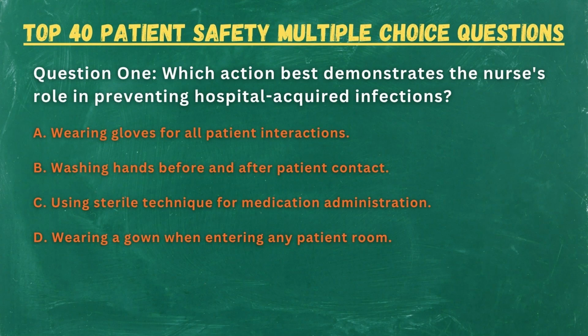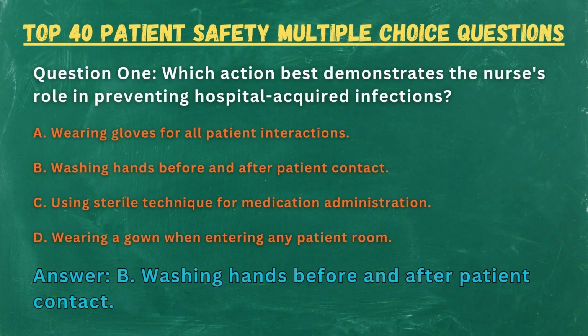Question 1. Which action best demonstrates the nurse's role in preventing hospital-acquired infections? A. Wearing gloves for all patient interactions. B. Washing hands before and after patient contact. C. Using sterile technique for medication administration. D. Wearing a gown when entering any patient room. Answer. B. Washing hands before and after patient contact.